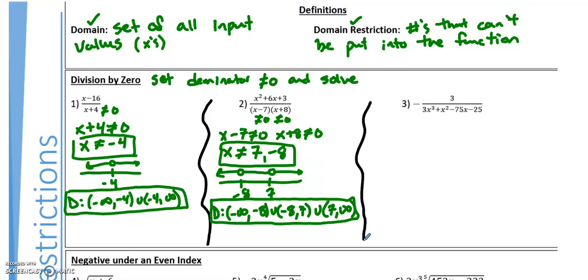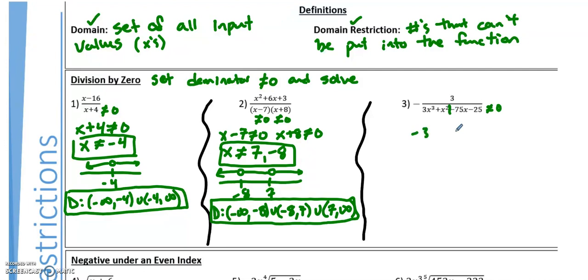For number 3, the last example of division by 0, the negative out front doesn't really matter to me because that's not division by 0. The 3 up top doesn't really matter to me because that's not division by 0. All I really care about is this bottom right here, and saying it can't equal 0. But it's not too helpful the way it is. I want to make it look something more like that form right there, a factored form. So I know that I can split it in half and try factor by grouping.